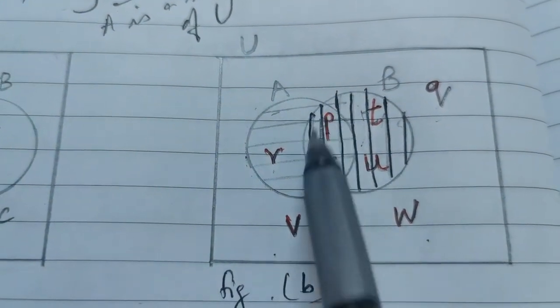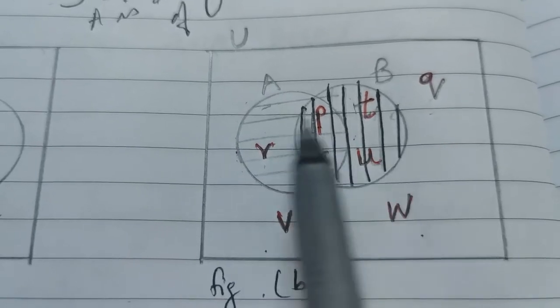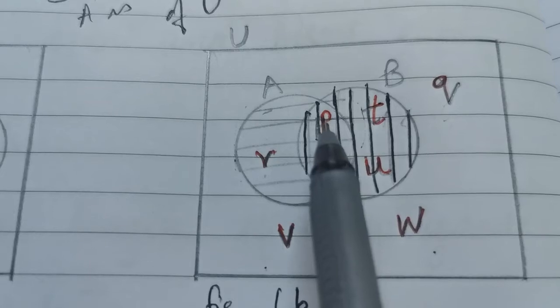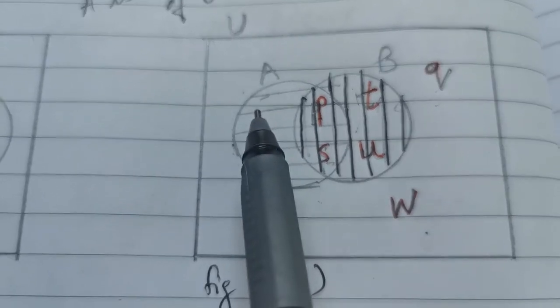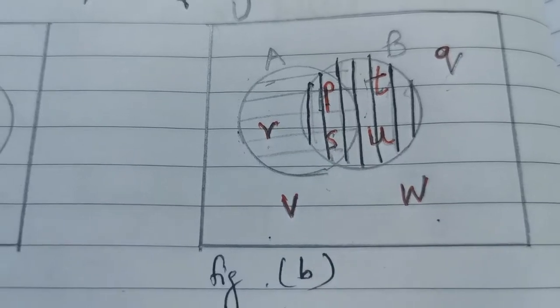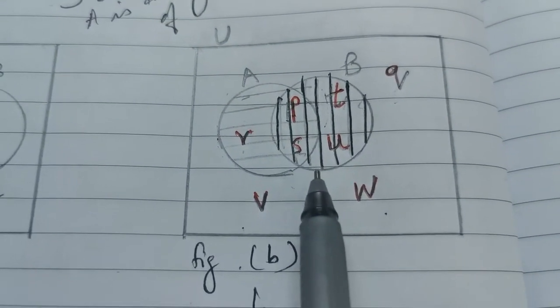that is the place where the two sets are intersecting. So what is common between sets A and B? The elements which are common between sets A and B are P and S. So looking into the figure, we can write down the set operations also.